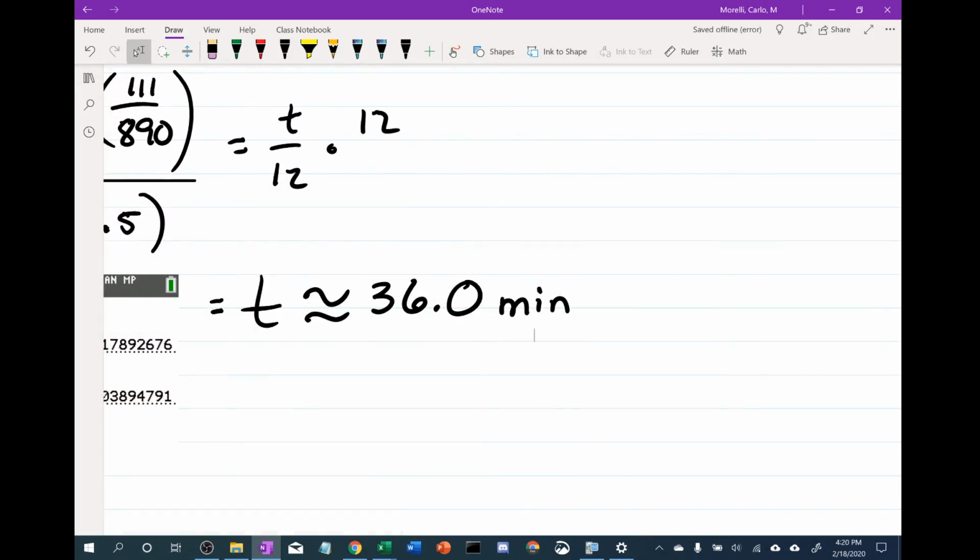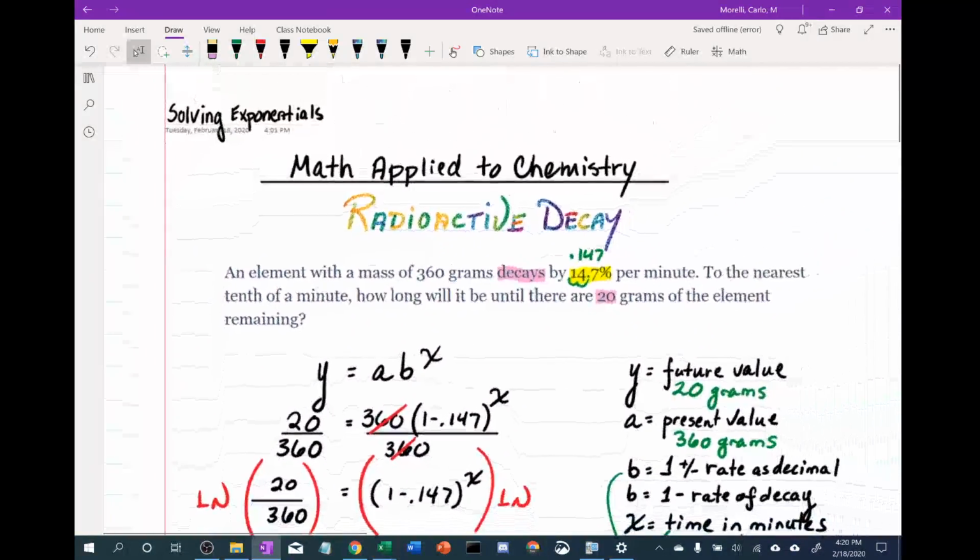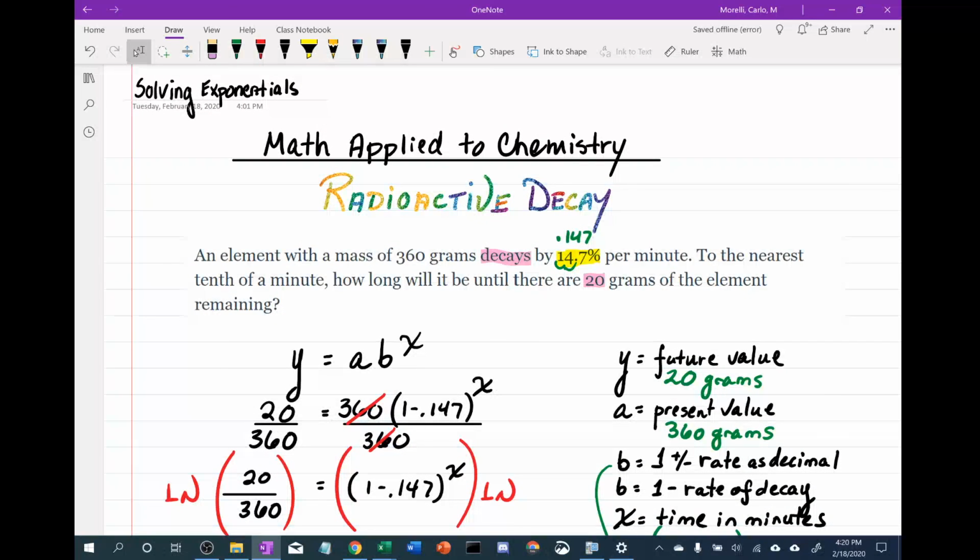And let's say I hope you found this useful, and I really think that chemistry teachers could use this in their classes if they don't already. Just teach that natural log power rule, and you'll be off and running.